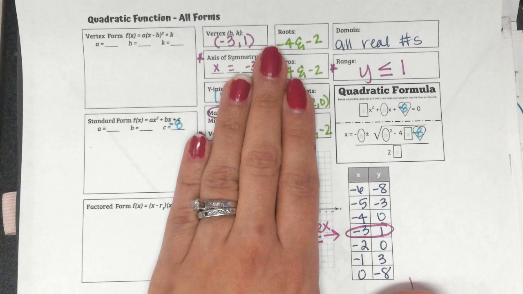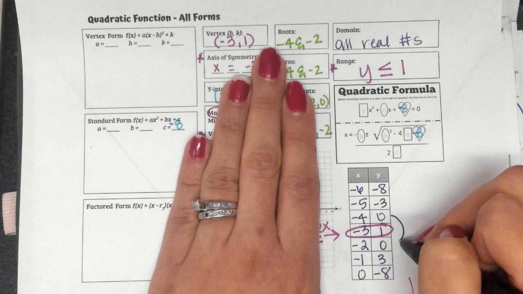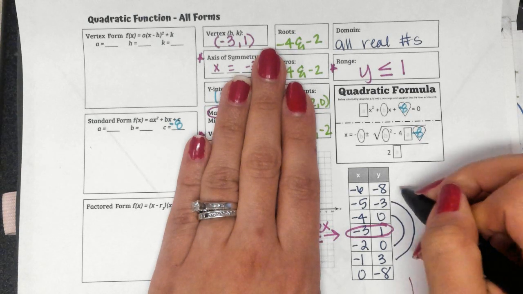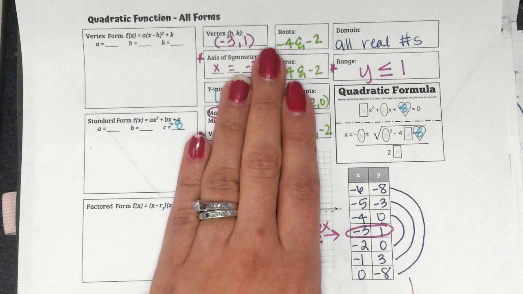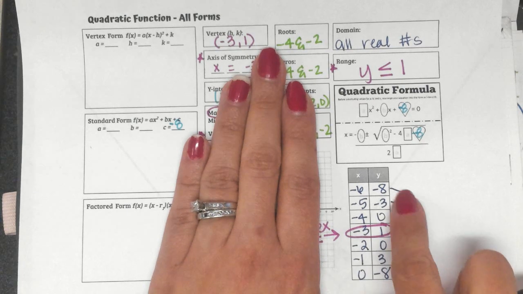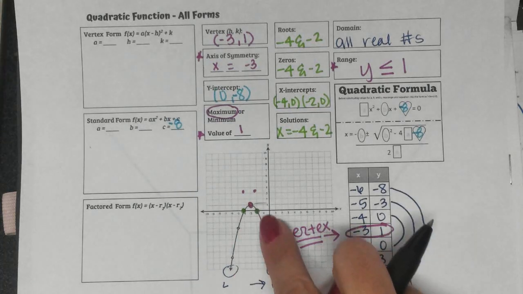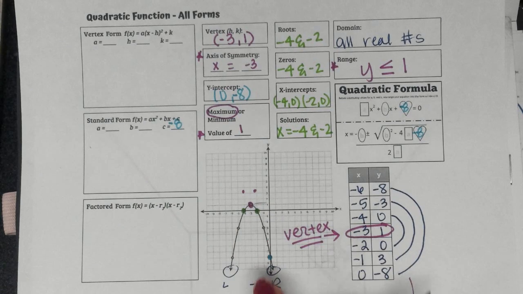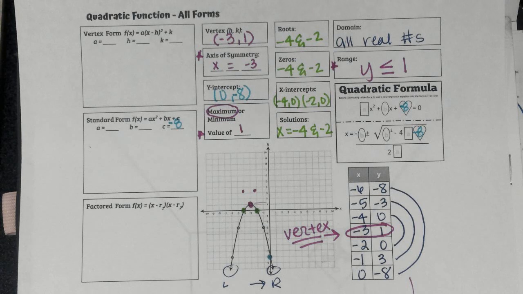If we didn't have a graph, you would be able to tell that because around the vertex, your y values are repeating. So the vertex is the center of the rainbow. Around the vertex, your y values are repeating because it's a parabola, and the vertex is the turning point once it starts to turn. In my table, we also have my roots, which is where y is equal to 0.